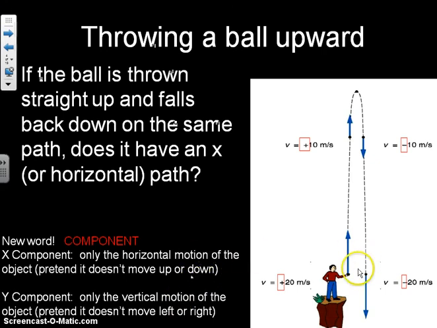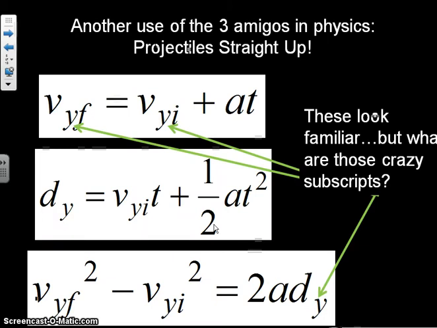So if we throw a ball straight up and down, you and me know that it doesn't actually look like this, that the ball actually falls straight back down to this guy's hand. There should be no motion in the X direction. So here's a look at the equations. We're going to use exactly the same as before.